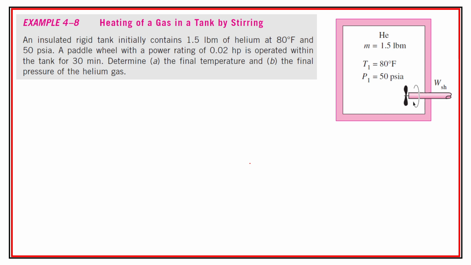This is example 4.8, heating of a gas in a tank by stirring. I like this problem. We're also using English units here to give us an opportunity to mess around with those. An insulated rigid tank initially contains 1.5 pounds mass of helium at 80 degrees Fahrenheit and 50 psia. A paddle wheel with a power rating of 0.02 horsepower is operated within the tank for 30 minutes. Determine the final temperature and the final pressure of the helium gas.